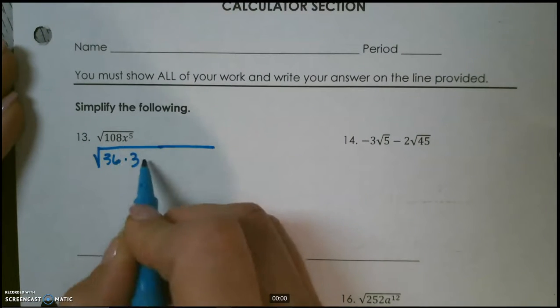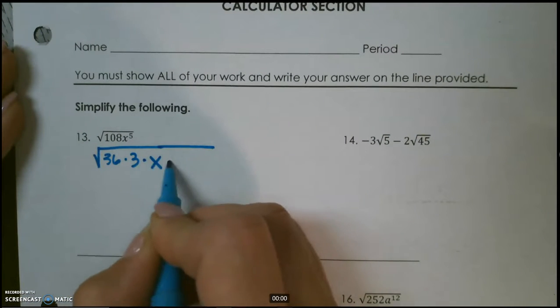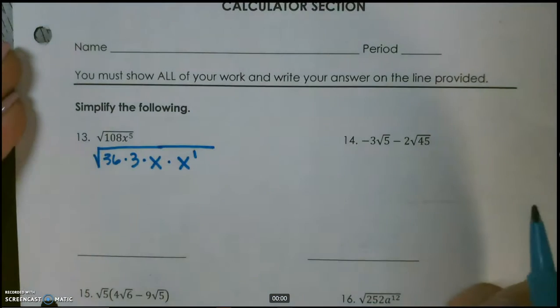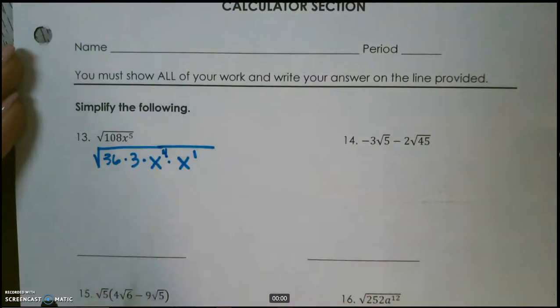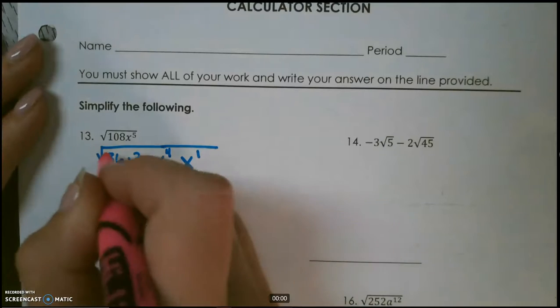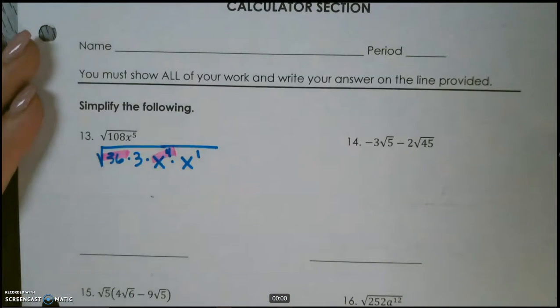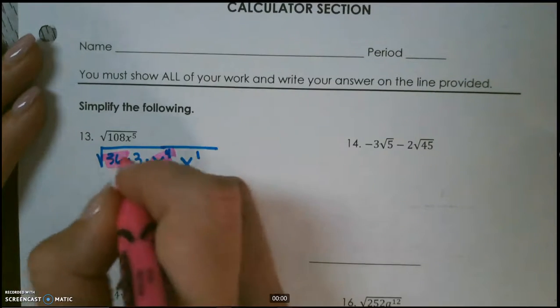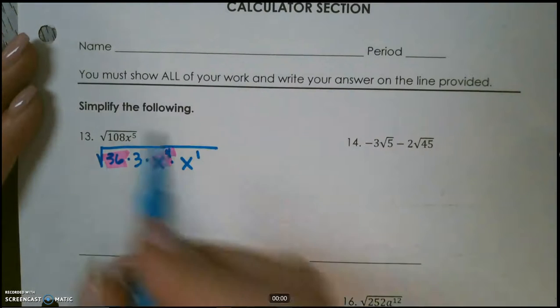Okay, then my next piece, if I have an odd exponent, you're going to have to break that up by taking one of them out, and you're going to leave an even and an odd situation. Now, this piece is perfect, this piece is perfect, so these are the pieces that I can take out of the radical on my next step.